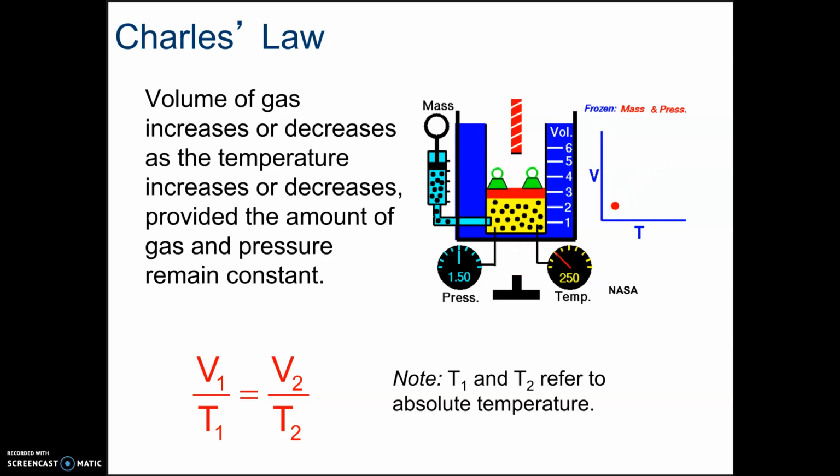And the formula here is V1 over T1 equals V2 over T2. It really wouldn't matter if you flipped it over and put T1 over V1 and T2 over V2.